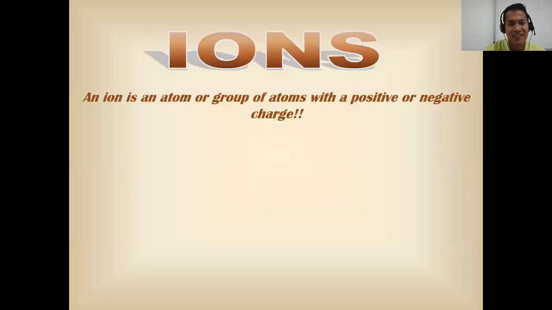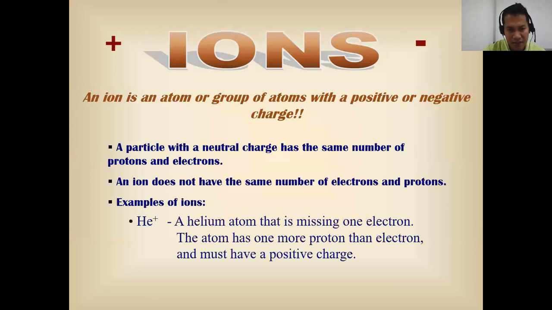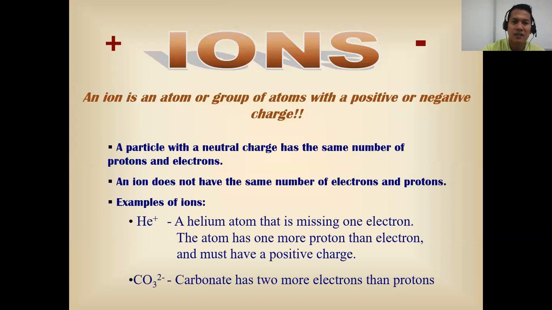Okay, now let's talk about ions in here. When we talk about ions, an ion is an atom or group of atoms with a positive or negative charge. Okay, let's talk about this one. A particle with a neutral charge has the same number of protons and electrons, but an ion does not have the same number of electrons and protons.